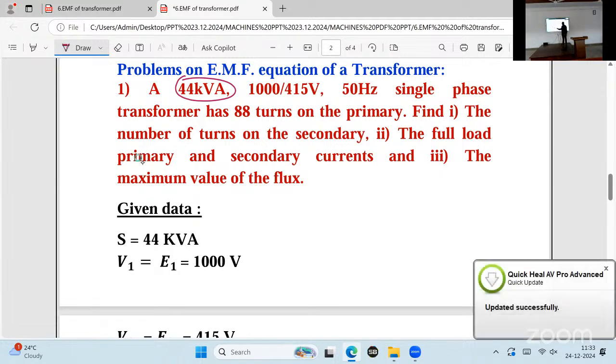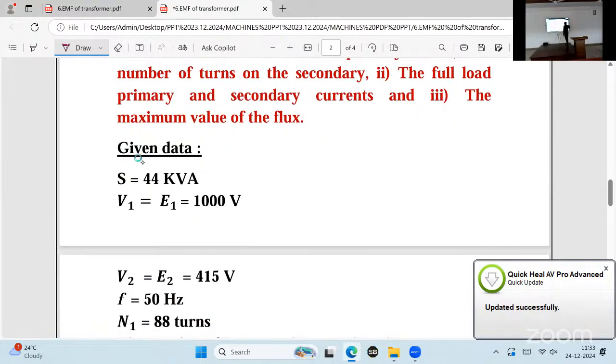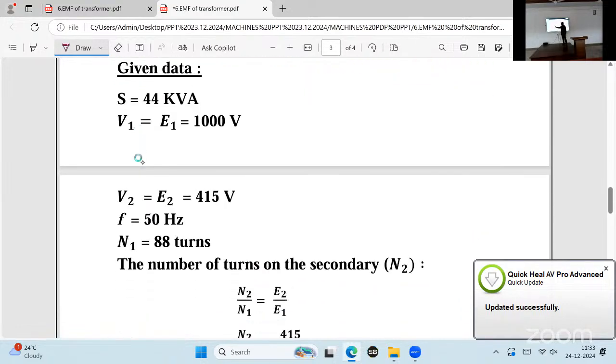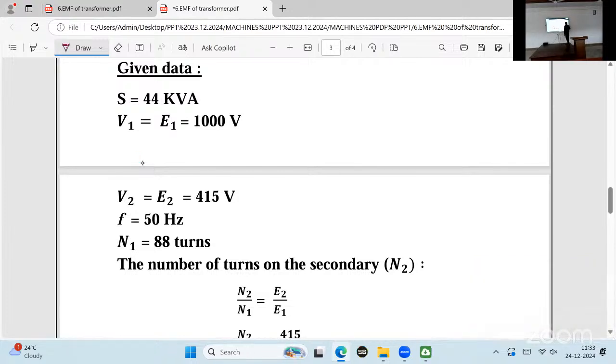Next. V1 equal to E1 is how much? 1000. V2 equal to E2 is how much? Frequency, N1. Right. Now tell me which formula. What is asked? N2, the number of turns on the secondary. After writing the given data, the number of secondary turns N2.